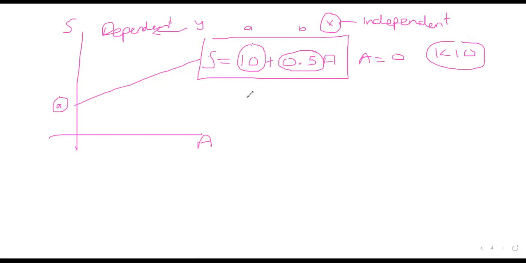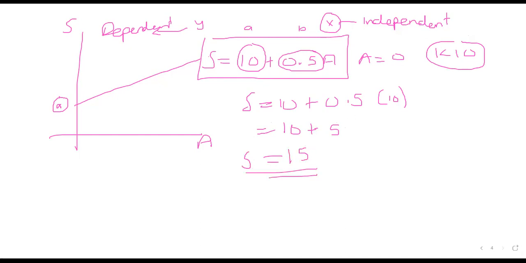Where there's advertising there, you're going to put what? At 10 million. So 0.5 times 10 million. I'm just giving an example. So this will be 10 plus what? Plus 5, which is 15. So you're going to have sales of 15 million if you're going to add advertising of 10 million.